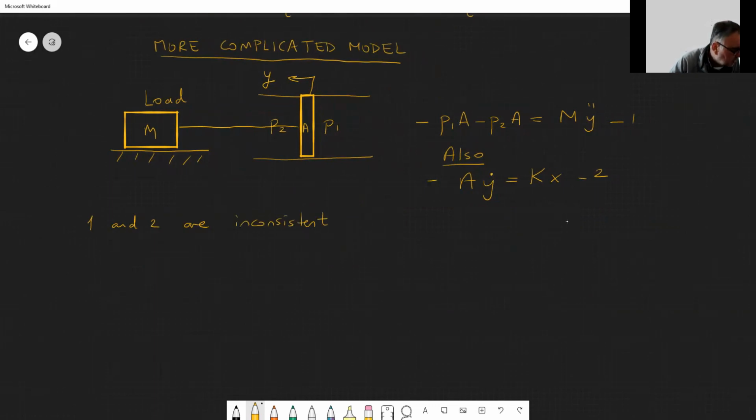They don't work together. We need something else. We need a more complex model for the flow through the orifice.